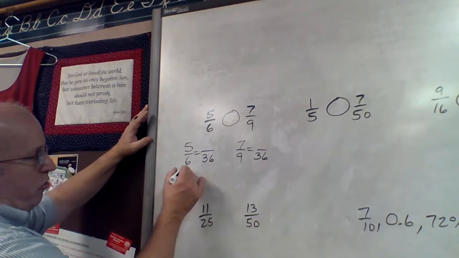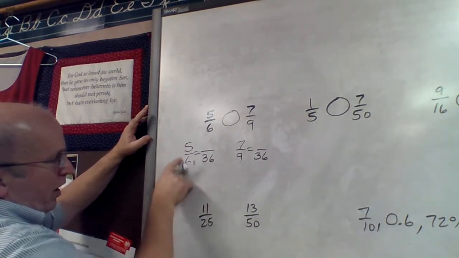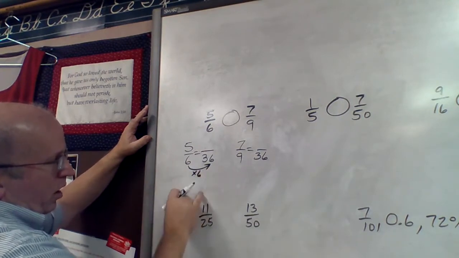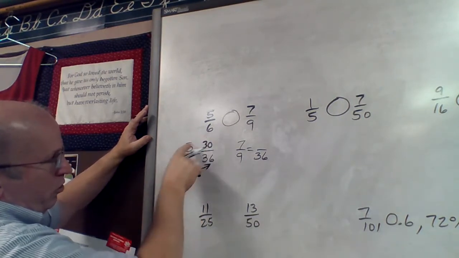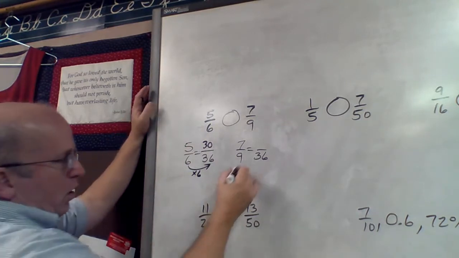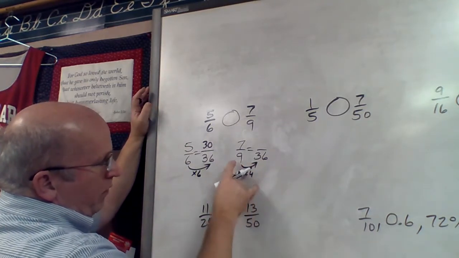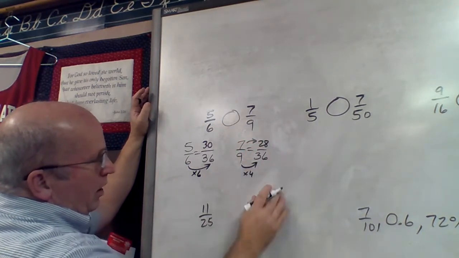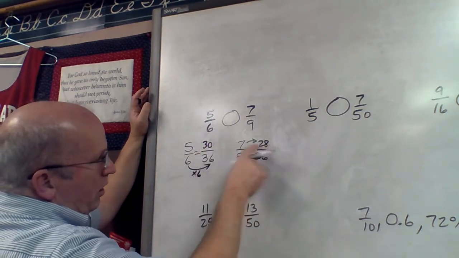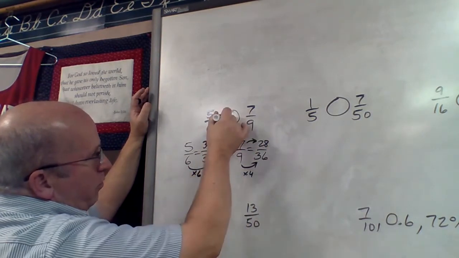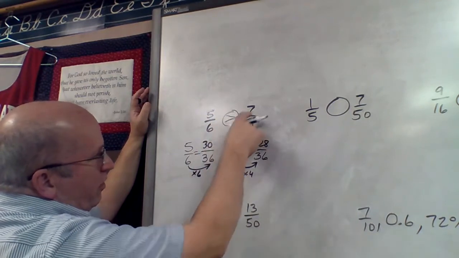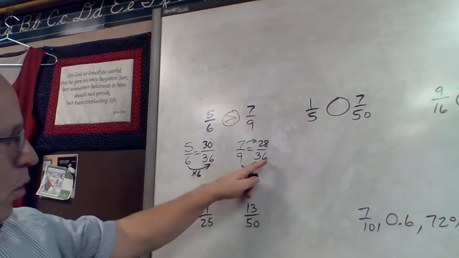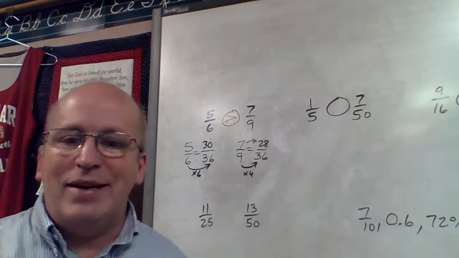And then I look at the relationship. I want to change this fraction into a fraction that has 36 as its denominator. The pattern working across is multiplying by 6, so I'm going to use that same pattern on top here. Over here, the pattern is multiplying by 4 to get from 9 to 36, so I'm going to use that same pattern on top, and I get 28. Is 30 bigger than or smaller than 28? It's bigger. Therefore, 5/6 is bigger than 7/9. I change both fractions to a fraction that has a common denominator.